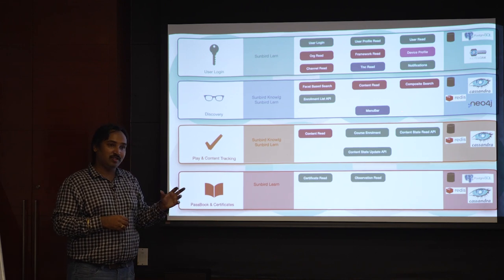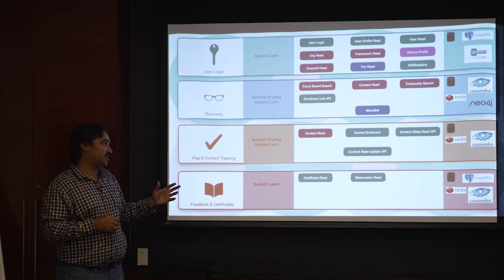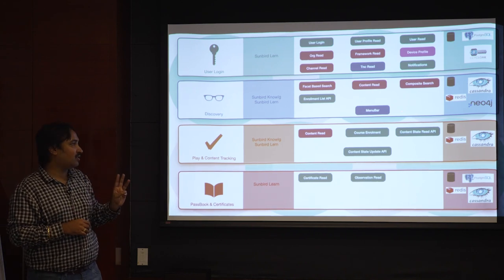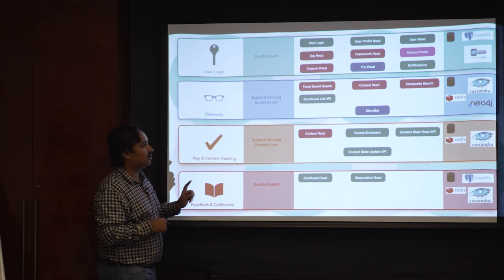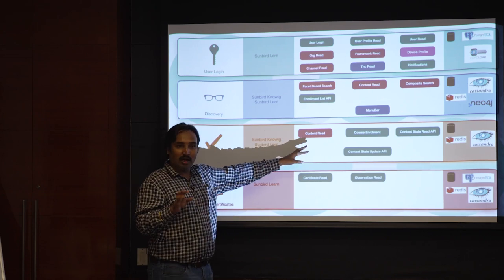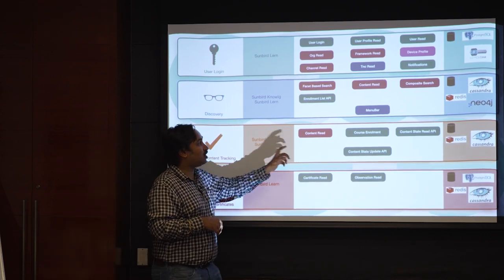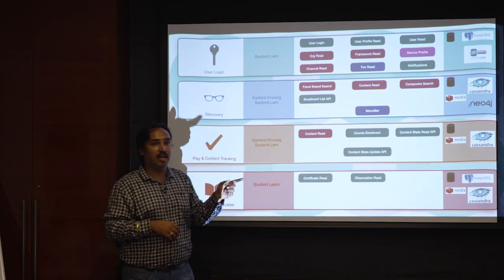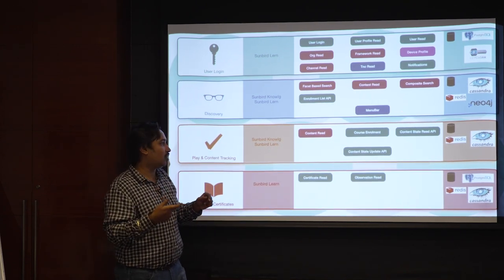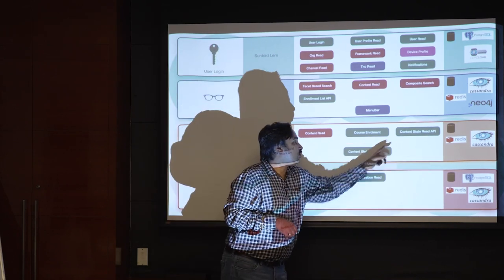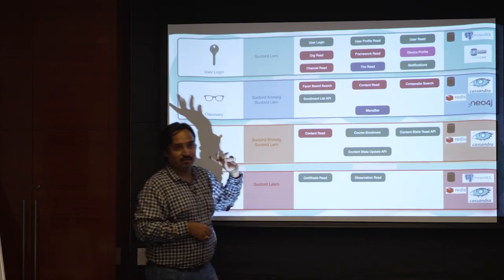When a user actually gets onto this play business, the user's progress gets tracked. So there are three specific APIs that get invoked. One is a normal content read, where you're getting basic content metadata. You have done that. There is also a course enrollment API. If a person wants to join a course, you need to invoke a course enrollment API. These are the two things which are progress tracking APIs.